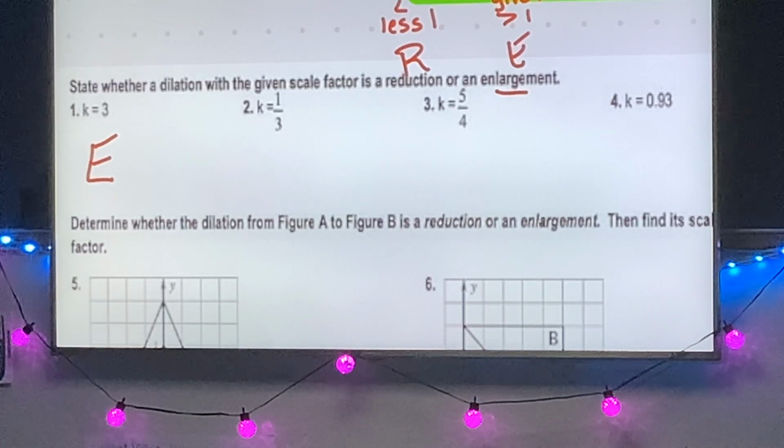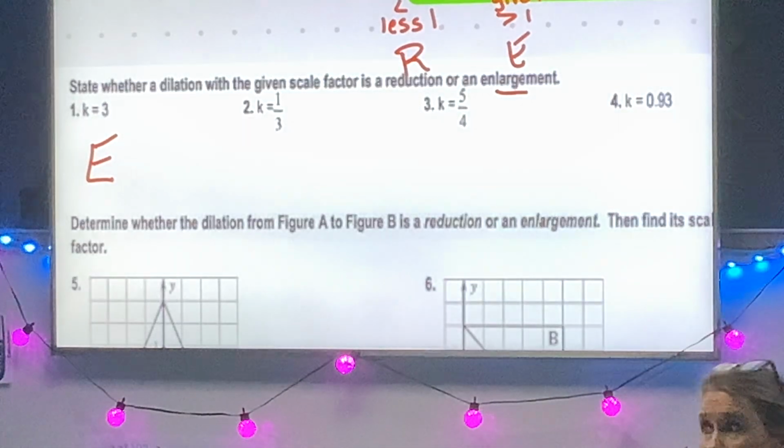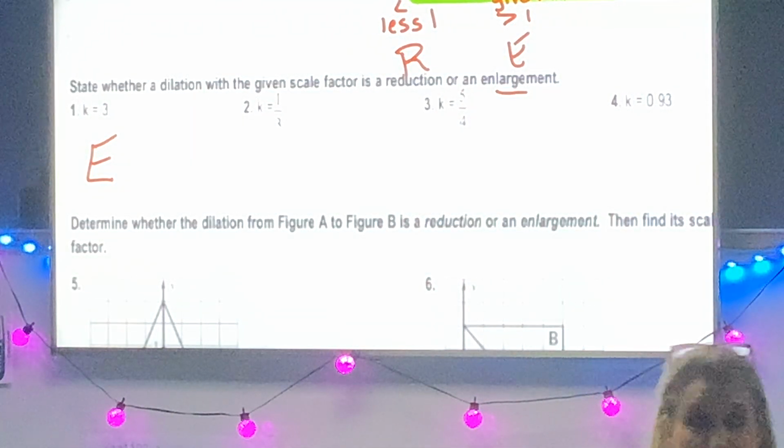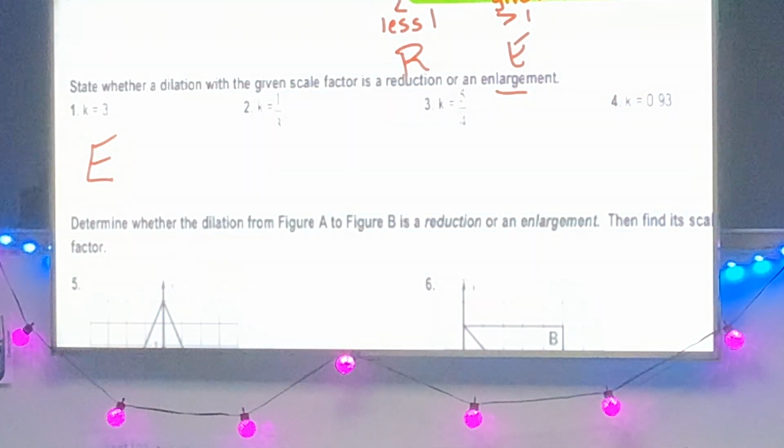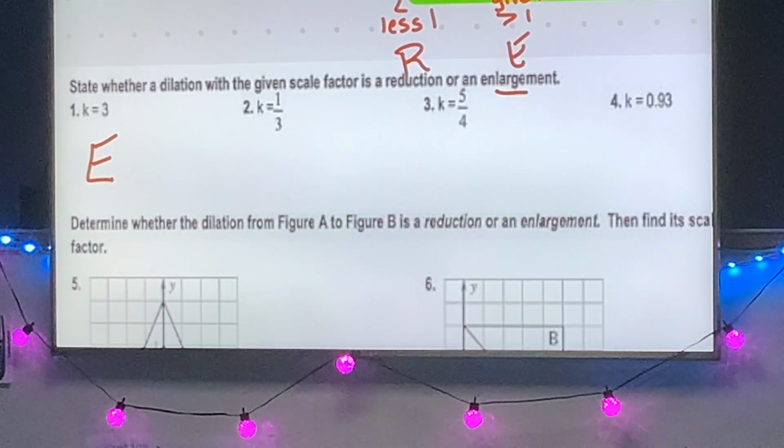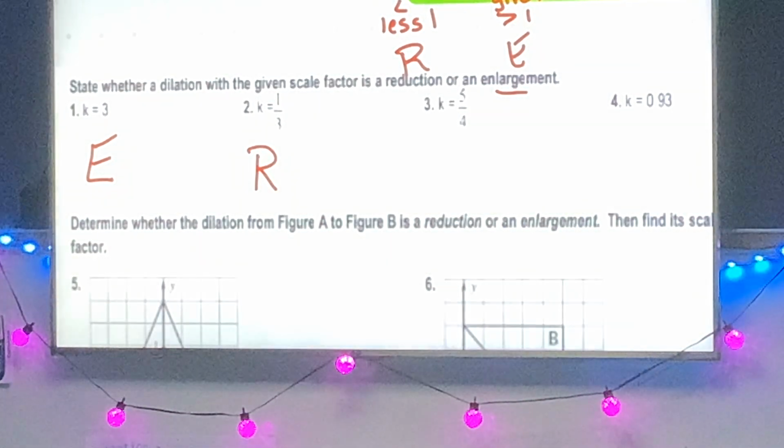What about 1/3? Greater than 1 or less than 1? If the number is smaller on top, it's less, okay? So that is a reduction.